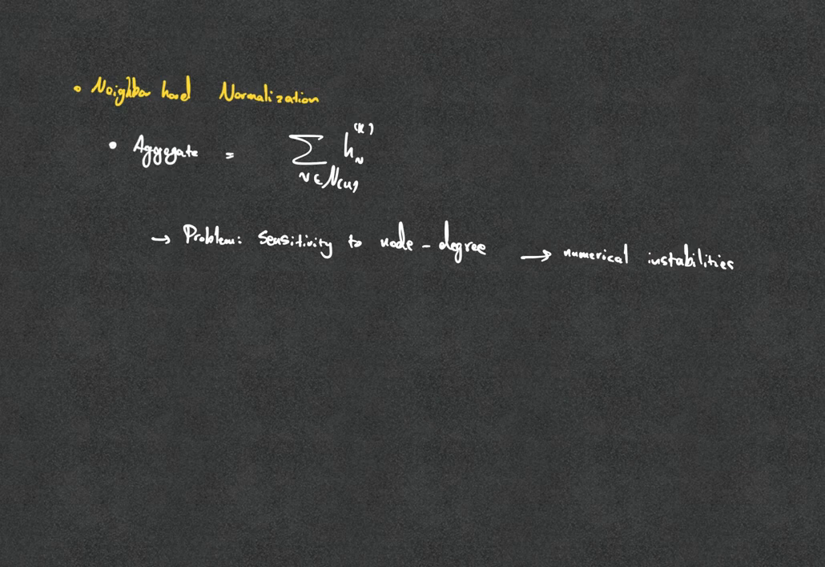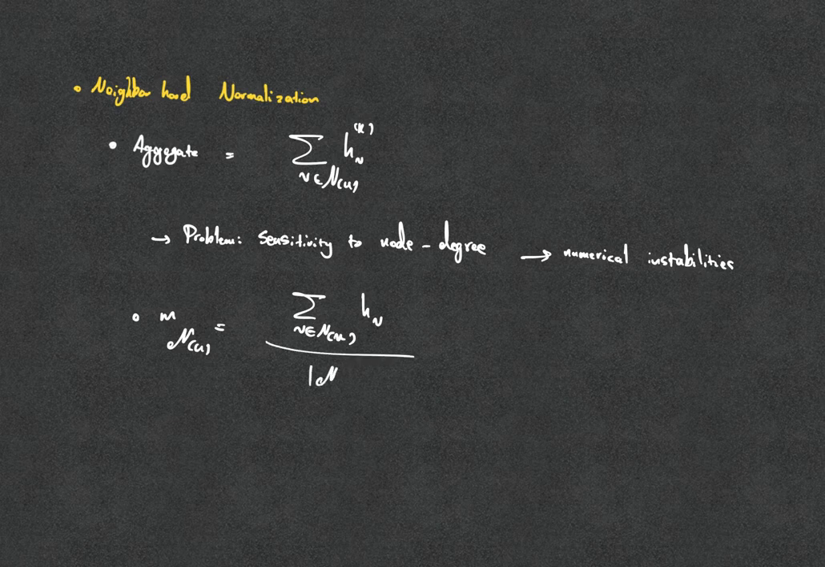Now, the simplest approach to deal with that is that when you're considering the message coming from the neighbors of u, you can do the same thing as before: neighbors of u, v, and h_v of k. I'm going to omit the index k. So you take the embeddings for the neighbors, and you divide this by the node degree, which is the number of neighbors of node u.